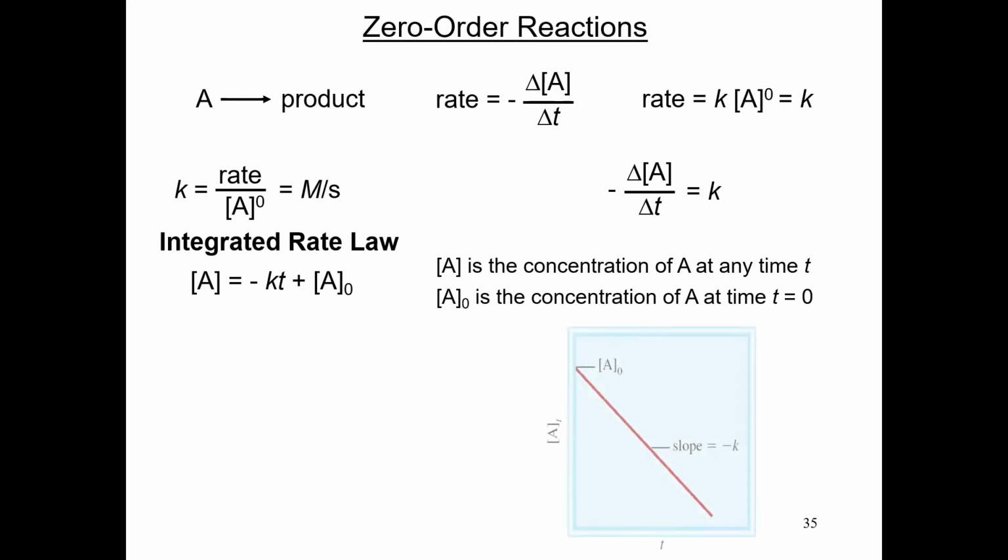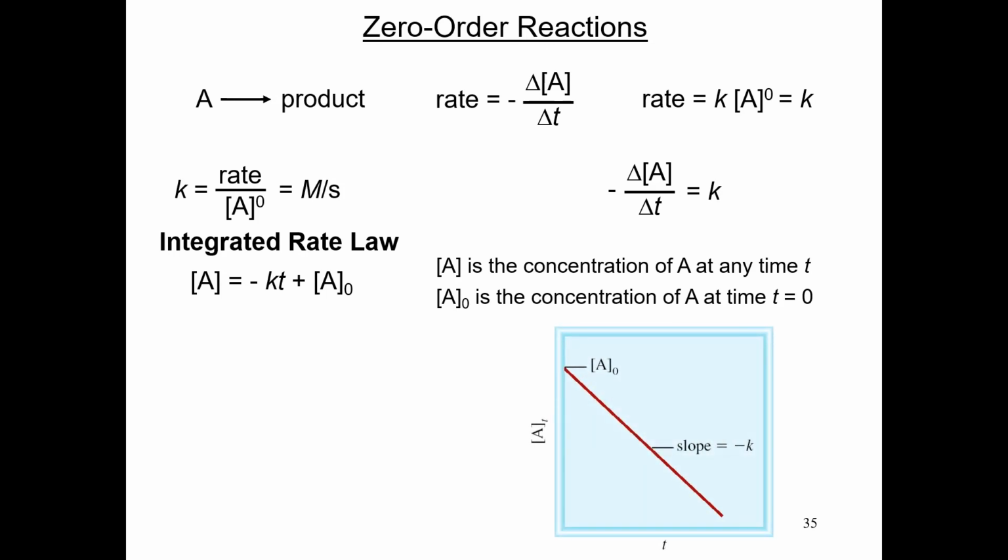And once more, if we graph the concentration of A versus T, we get a straight line with a negative slope that is equal to minus K. Careful when you are solving all these things. Don't forget these negative signs. Don't get misled by those.